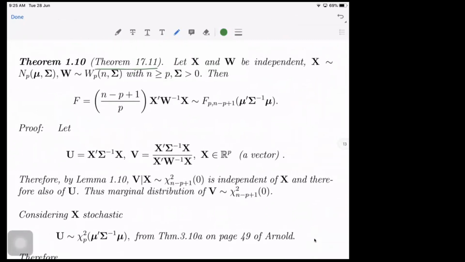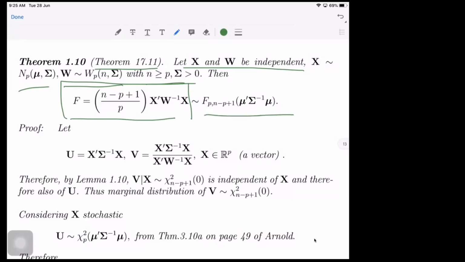Theorem 17.11. Let X and W be independent. Your X is normal, your W is Wishart. These conditions assured us of the inverse of W. Then this F, which we defined earlier to be (N minus P plus 1) over P, X prime W inverse X, is F distributed. So again, when do you get an F distribution?